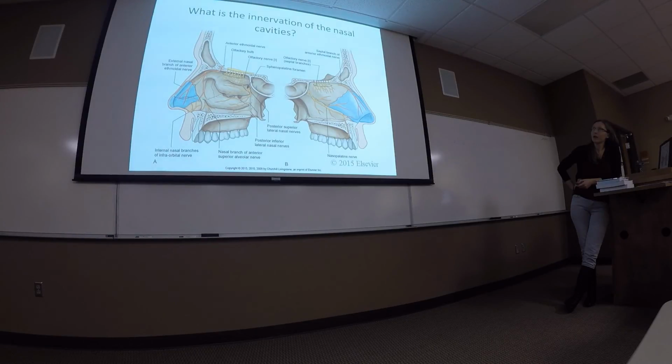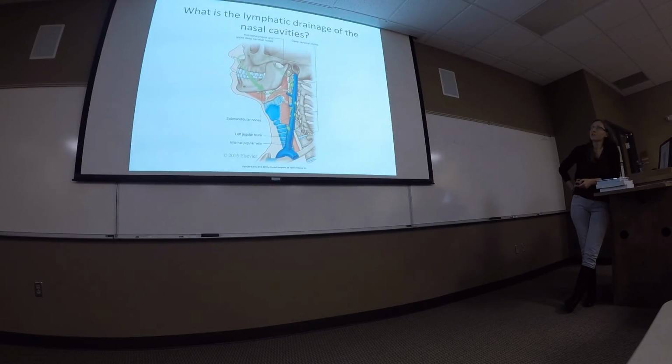Alright, and then finally lymphatic drainage. So we have drainage to the retropharyngeal and upper deep cervical nodes, so here, right behind the mandible there, and then drainage to the submandibular nodes, and then that all will then, of course, drain into the deep cervical nodes, down the jugular trunk, and join in with the larger lymphatic vessels before joining into the subclavian vein. Okay. Any questions?